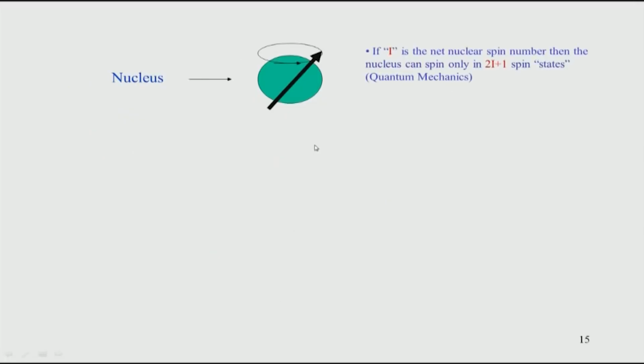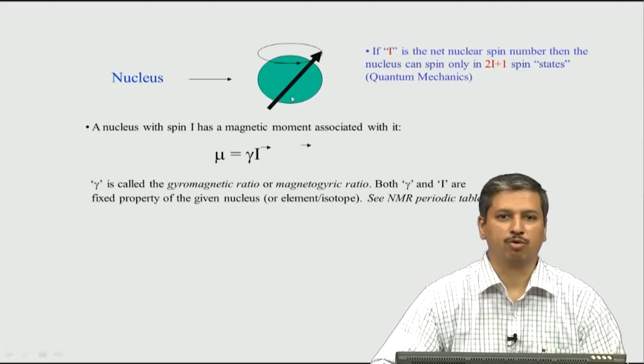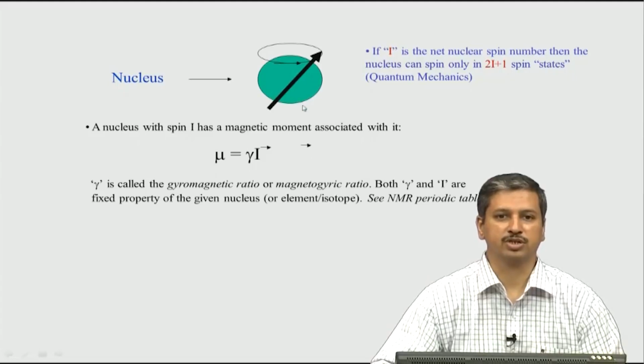So, if you look at a nucleus, which has a magnetic dipole moment, as I just mentioned, because of its charge and spin, that magnetic dipole moment is denoted like this: mu is equal to gamma into I. Gamma is a constant for a particular type of nucleus. It is known as the gyromagnetic ratio, a very important parameter which is useful for understanding NMR.